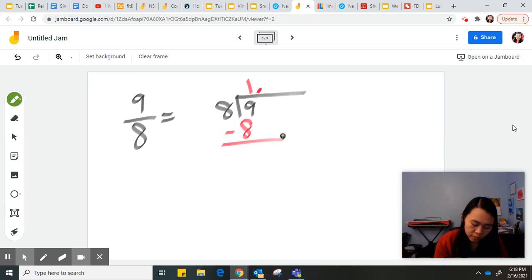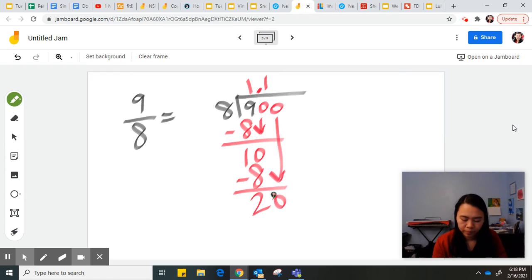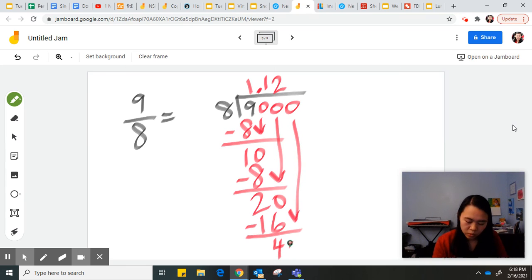Now we subtract. We get 1. I have nothing to bring down, so I'm going to bring down a 0. How many times can 8 go into 10? Once. Okay, 1 times 8 is 8. We subtract, we get 2. Bring down a 0. 20. How many times can 8 go into 20? 2 times. 2 times 8, 16. We subtract, we get 4. Bring down another 0. This one's going to work out. How many times can 8 go into 40? 5 times. So once I subtract 40, I get 0.